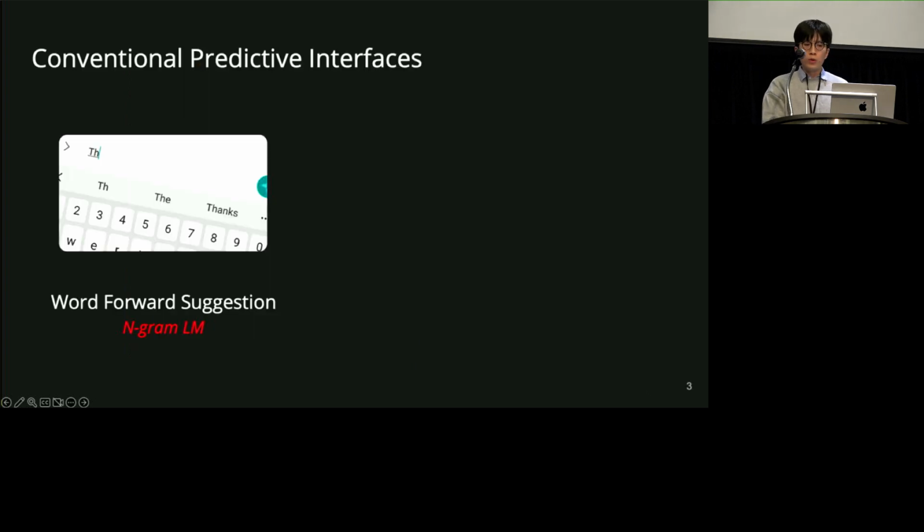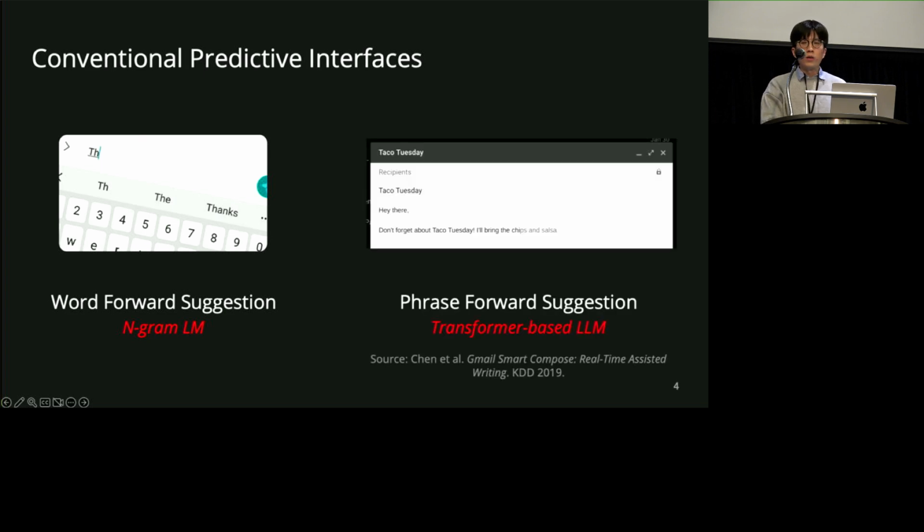Today, mobile text input has been a very important component of our daily life. One of the directions in text input research is to use predictive technologies for better input experience, and the recent rise of large language models offers transformative opportunities in this domain. Conventional predictive interfaces like word-for-word suggestion on today's smartphones is typically powered by n-gram language model. Transformer-based large language models have enabled phrase level word suggestion, like the Smart Compose in Gmail, to help users save more input efforts.